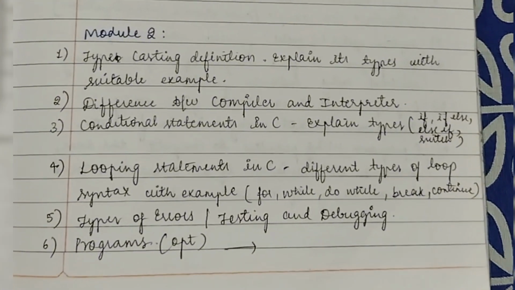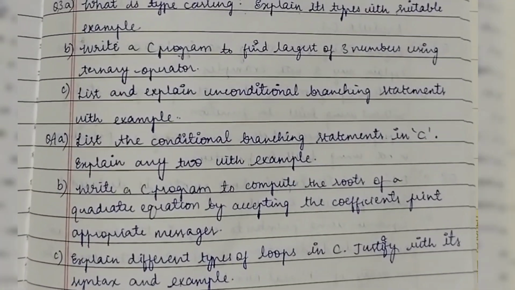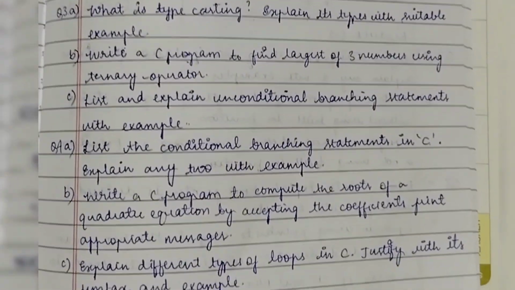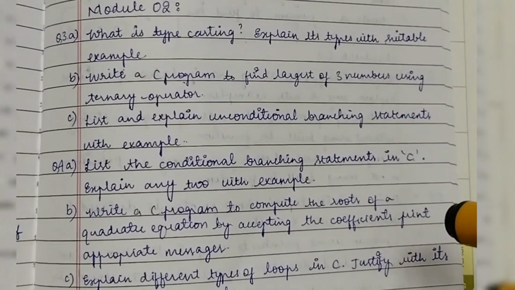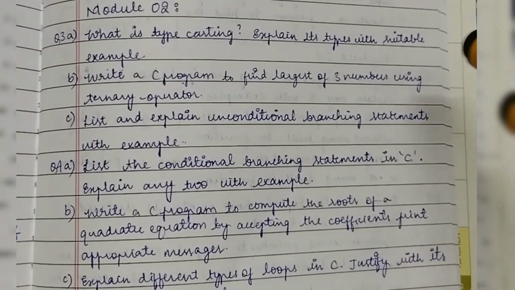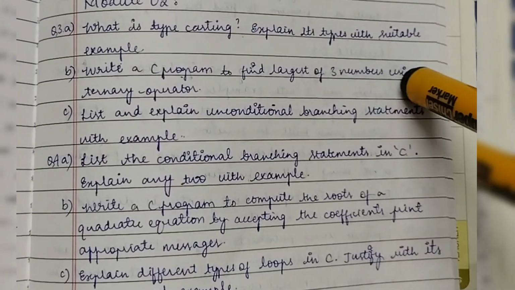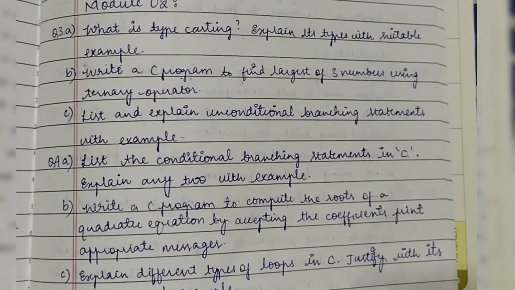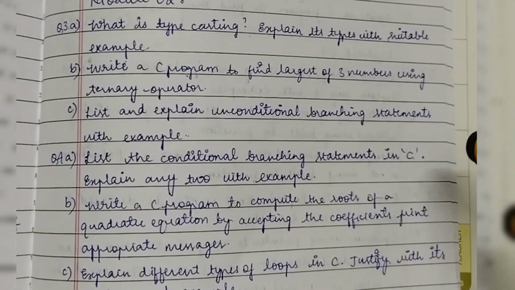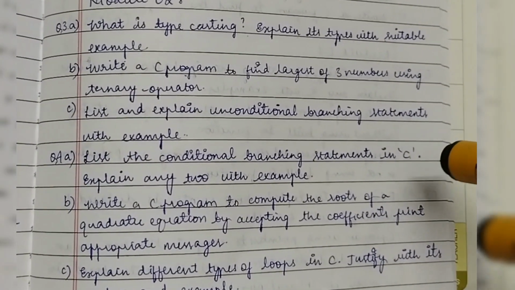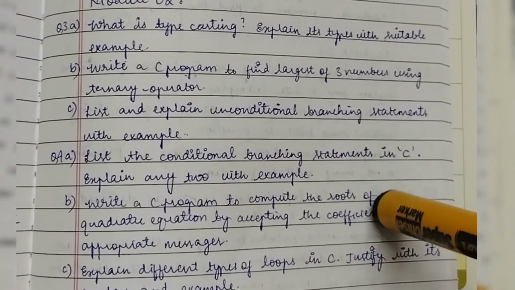Next, sixth one is programs. So if you are thorough and good in programs, then you can refer the programs which are there here, like in this. Write a C program to find the largest of 3 numbers using ternary operator. Okay, then write a C program to compute roots of a quadratic equation by accepting the coefficients and print appropriate messages. Okay, see, this is very important.